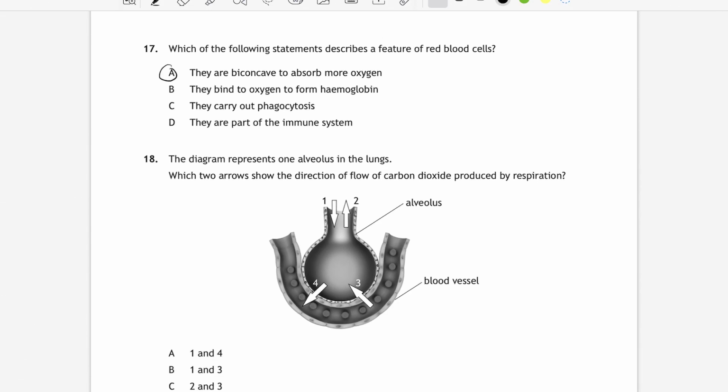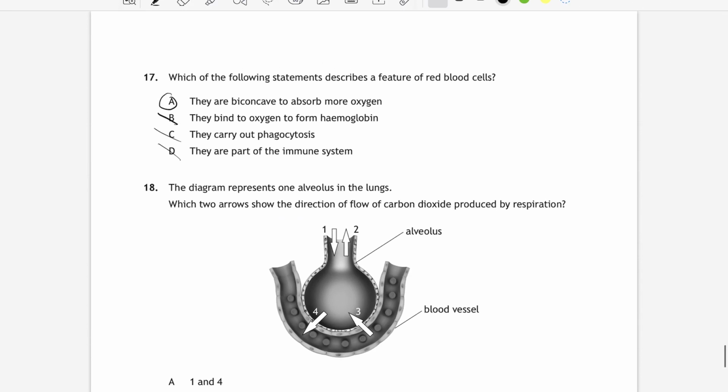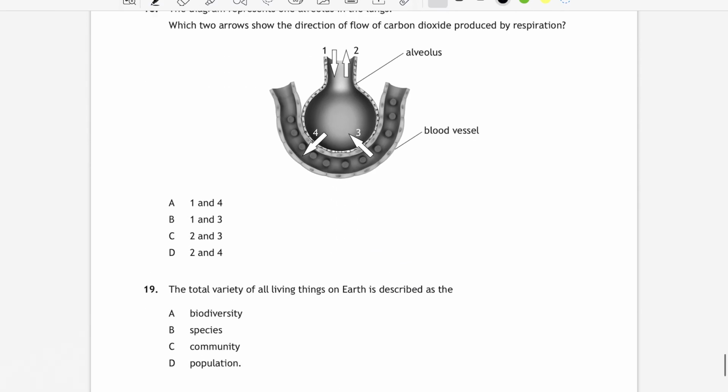They bind to oxygen to form hemoglobin. No, the red blood cell itself does not bind to the oxygen to form hemoglobin. The hemoglobin is the actual part that binds to the oxygen to form oxyhemoglobin. So no, this answer is not correct. They carry out phagocytosis. Nope. Red blood cells do not carry out phagocytosis. They are part of the immune system. Nope. They are just part of your blood system. They are biconcave to absorb more oxygen. So it's 17. Right.